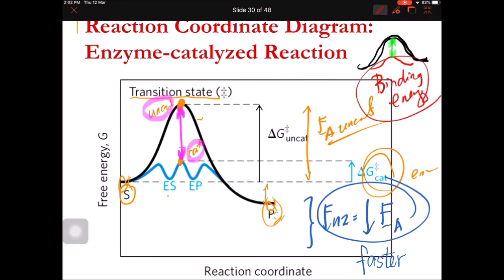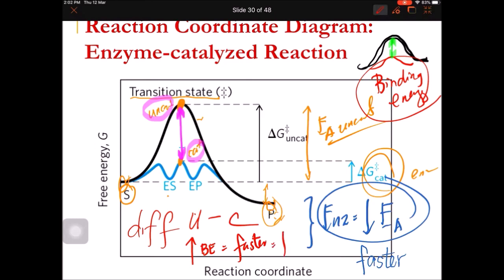Isulat niyo sa notes niyo, pag sinabi nating binding energy, this is the energy difference between the transition state of uncatalyzed and also catalyzed reaction. And take note, the higher the binding energy, the faster the reaction is kasi bumaba ang activation energy.